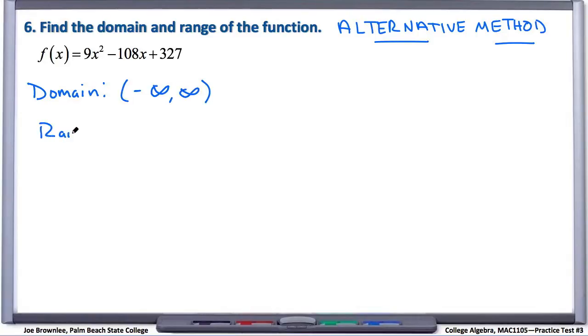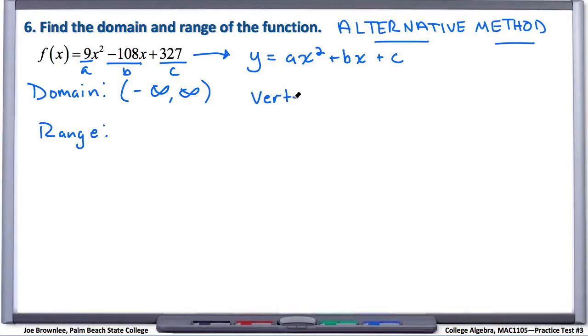All right. But to find the range, instead of completing the square, which is what we did in method number 1, what we're going to do is use the information in the standard form, which is what we've been given, to find the vertex, and finding the vertex in turn helps us to find the range. So this is standard form, so y equals, or f of x equals, ax squared plus bx plus c, right? So 9 is our a, negative 108 is our b, 327 is our c.